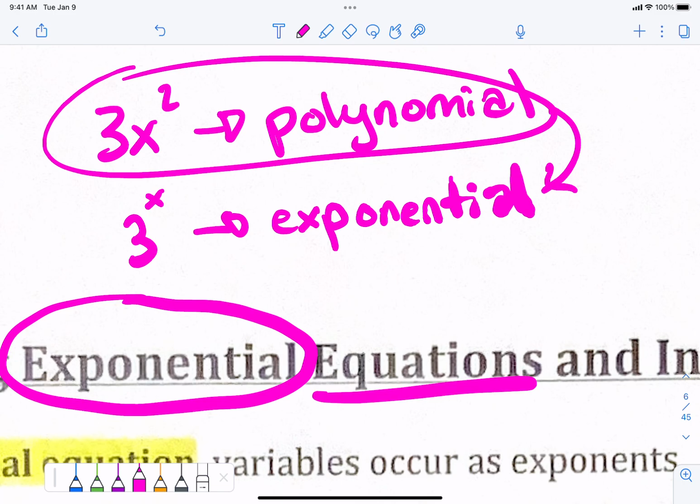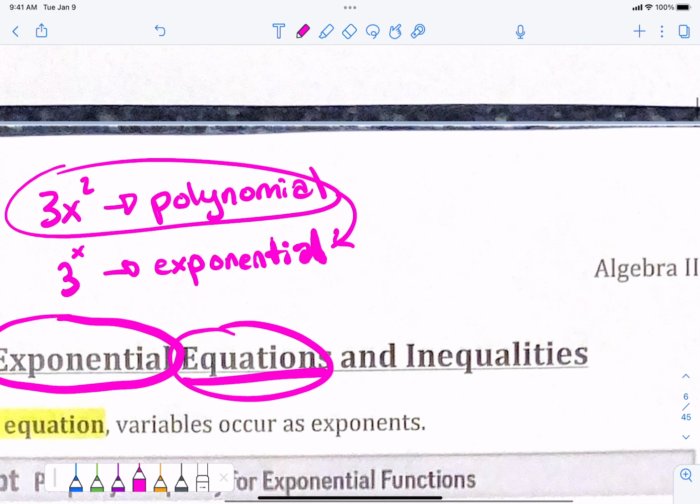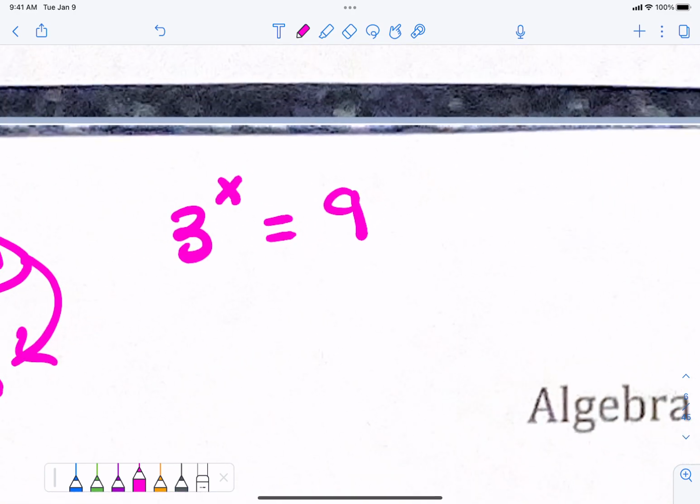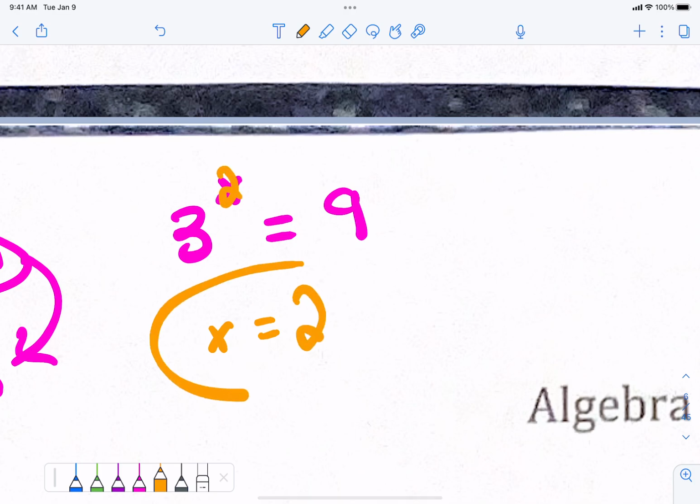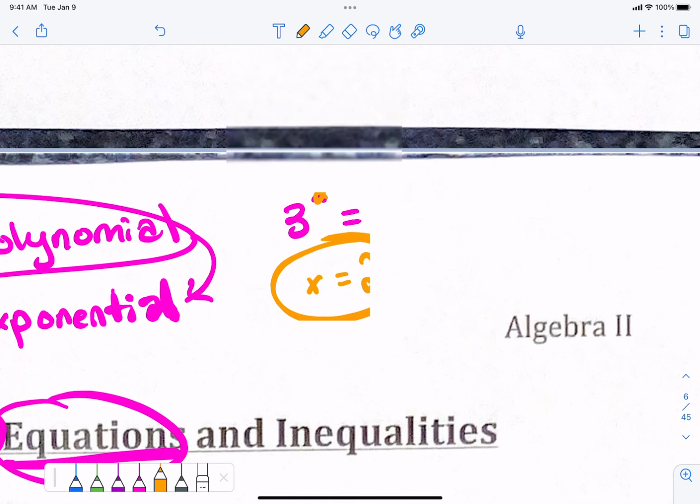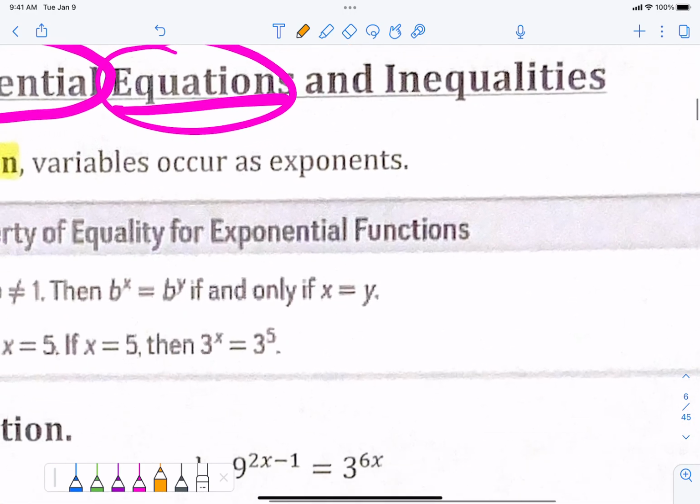Exponential equations are going to have an equal sign, where we're solving stuff. So let's say 3 to the x power equals 9, and we're trying to solve for x. We can do that pretty easily in our head. What 3 to what power will give you 9? To the second power, right? 3 squared is 9, so x equals 2. That's not too bad to solve for. So this is kind of what we're going to be doing.